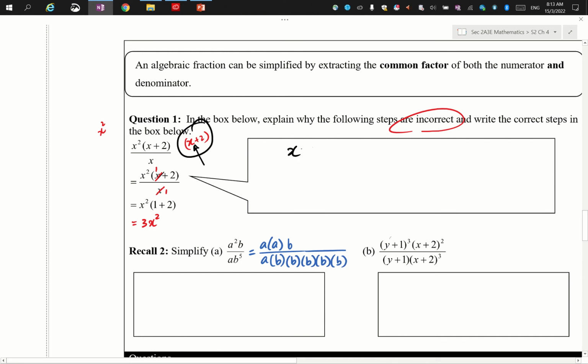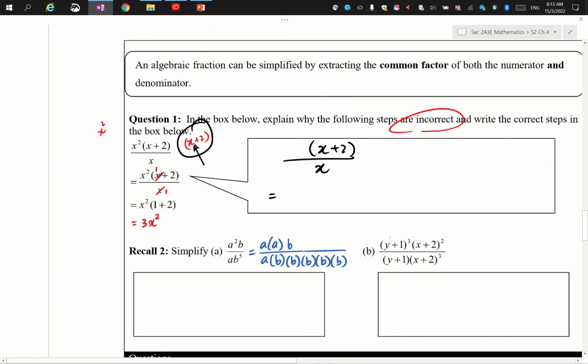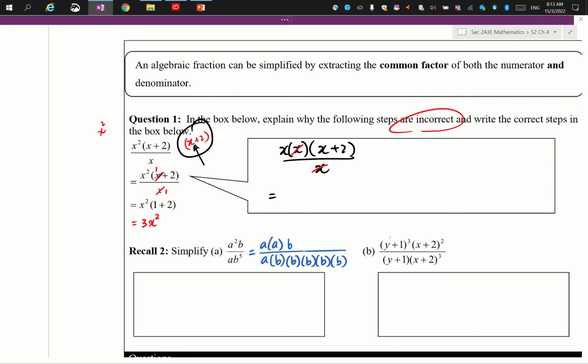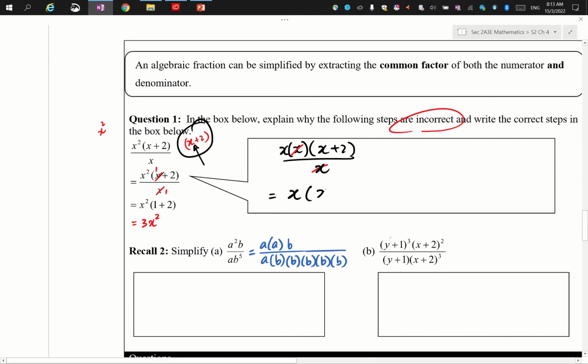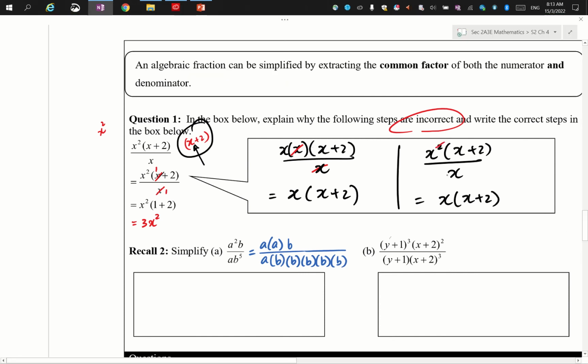However, x squared times x plus 2 divided by x, we can rewrite this to become x times x, so that gives us our x squared, and now we can cancel off factors x this way. So our final answer will be x times of x plus 2. Now typically we don't bother expanding out the x squared. Usually this is what we write, x squared times x plus 2 divided by x. We simply get x times of x plus 2. And our working looks like this. Cancel with the square, cancel with the x.